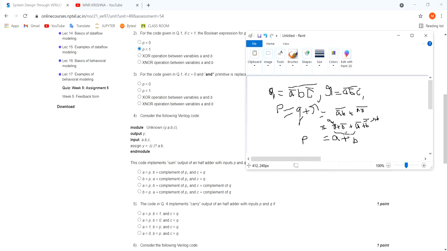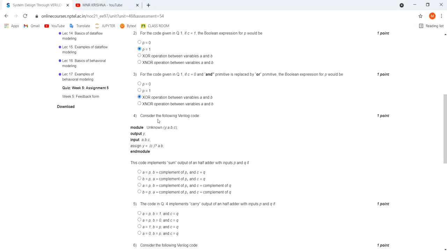A plus b is nothing but half adder. In half adder we are using XOR operation. So for this question the answer is XOR operation between A and B.